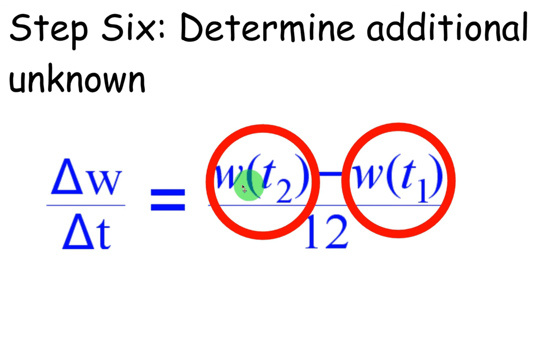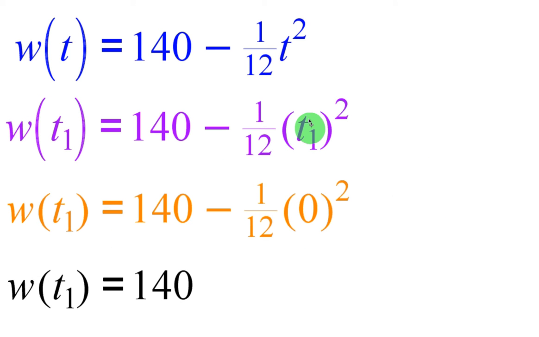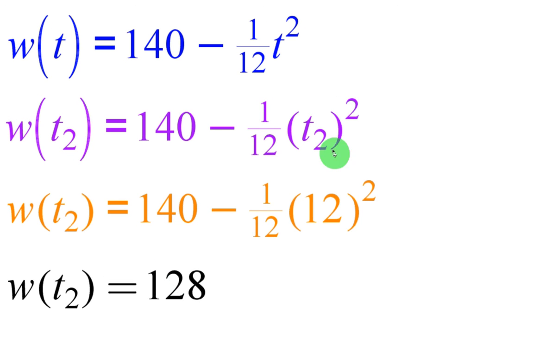So step 6, determine additional unknown. We need to figure out these two. In order to do that, we'll just plug in T2 and T1. Now T1's easy. It's 0, right? It's before she goes on her diet. Like I said before, that's just going to be 140 pounds when you plug that into the equation. And then after 12 months, you plug in 12. Again, that's 140 minus 12, which is 128. So that's her weight after 12 months.